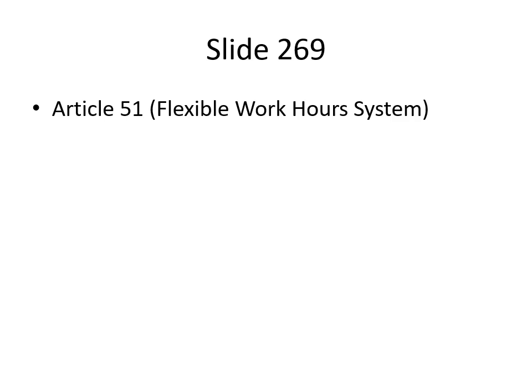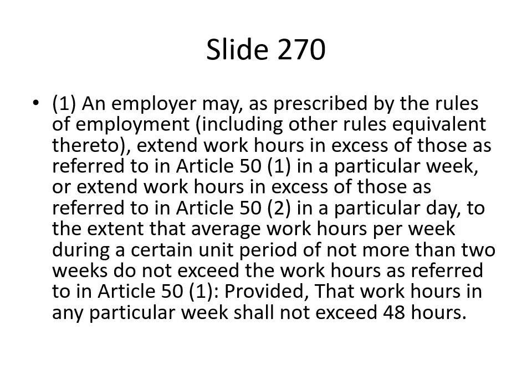Article 51, Flexible Work Hour System. 1. An employer may, as prescribed by the rules of employment, including other rules equivalent thereto, extend work hours in excess of those as referred to in Article 50, 1, in a particular week, or extend work hours in excess of those as referred to in Article 50, 2, in a particular day, to the extent that average work hours per week during a certain unit period of not more than 2 weeks do not exceed the work hours as referred to in Article 50, 1. Provided that work hours in any particular week shall not exceed 48 hours.